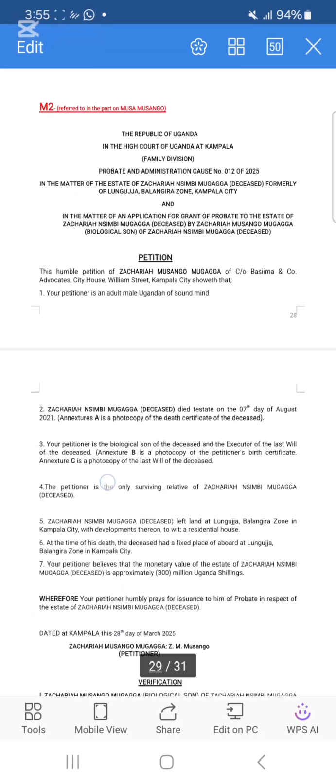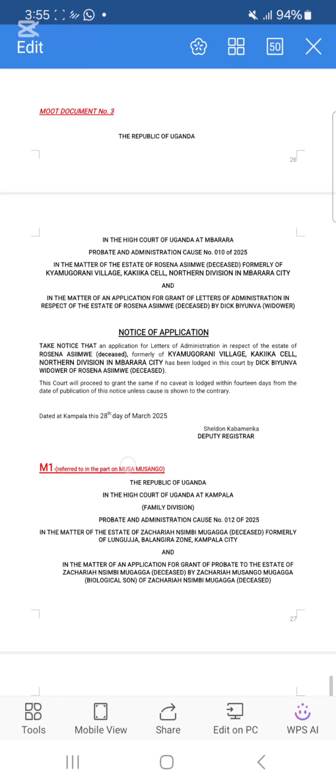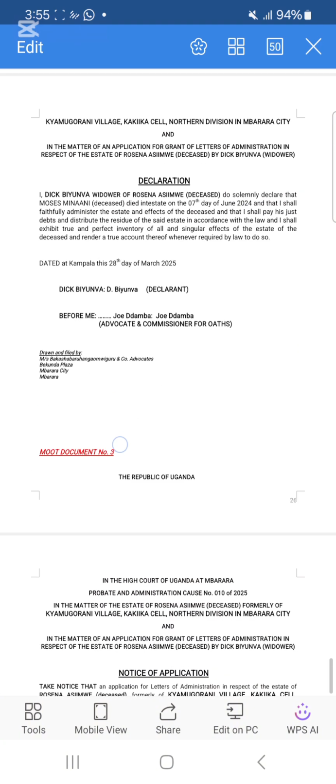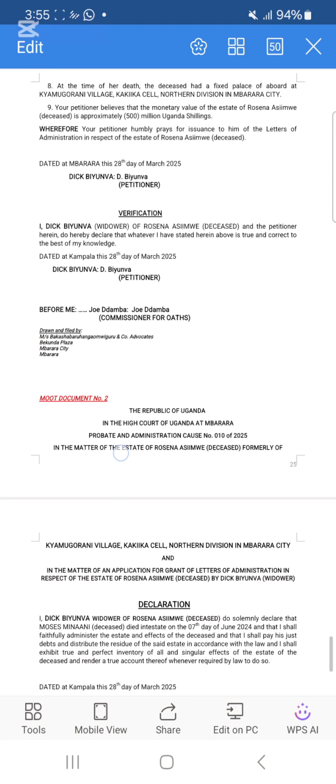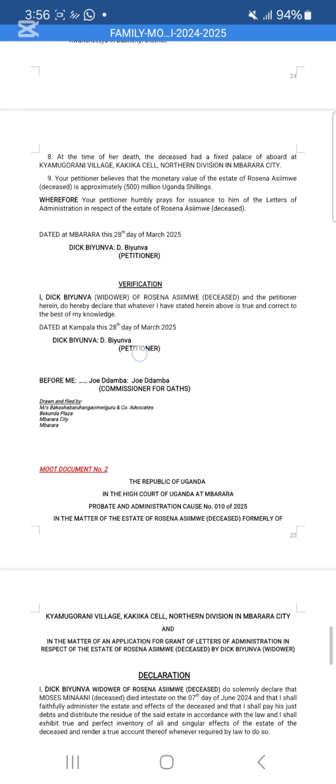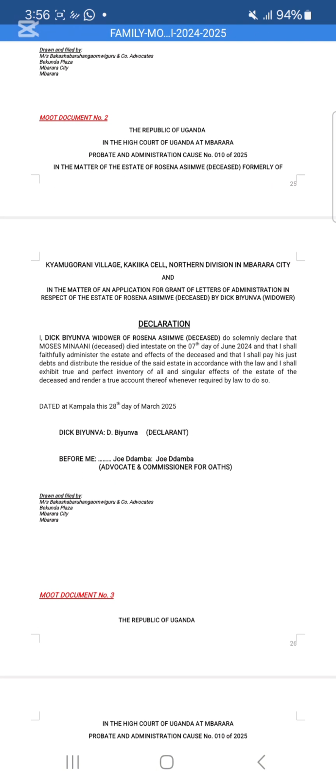So basically what is going to be happening in this moot is that we shall be proceeding by a plaint to remove a caveat which has been instituted by a person opposing the grant of letters of probate or administration. So that will be the moot.